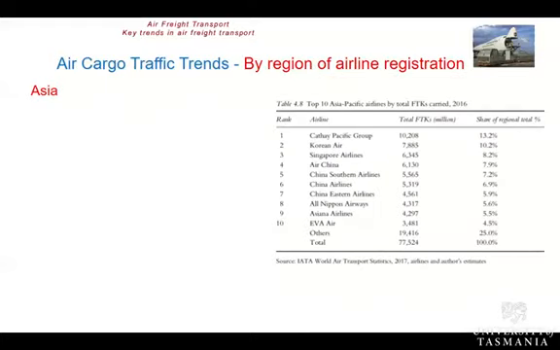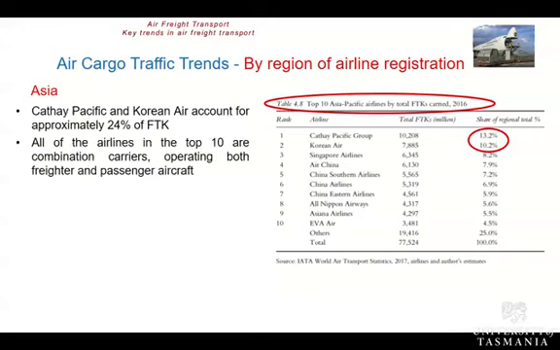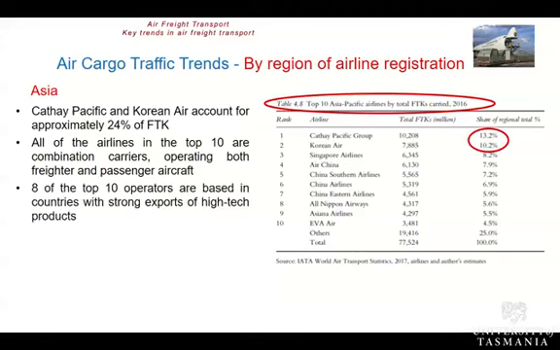Now, if we look a little bit deeper into the individual airlines that make up Asia as a region of airline registration, the top 10 can be seen here. So we've got Cathay Pacific and Korean Air at the top, taking up around about 25% of the volume of their cargo. All of these particular airlines are combination carriers, which is pretty unique when you look at a region, but combination carriers who are carrying cargo.